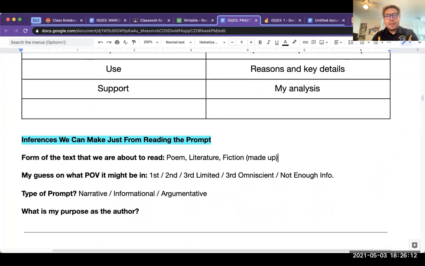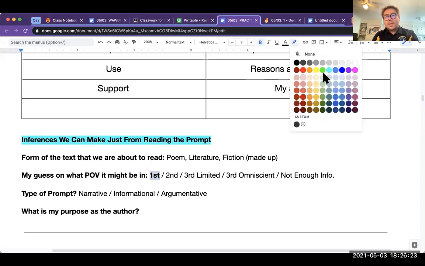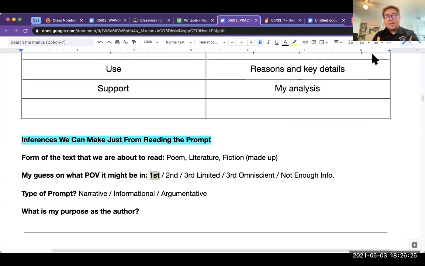Made up. Okay, and we already talked about this. What is my guess on what point of view it might be in? I think it might be in first person point of view, right? Because remember, we highlighted or underlined a mother speaking to her son. And also we have a clue from the title, Mother to Son. The title is literally Mother to Son.